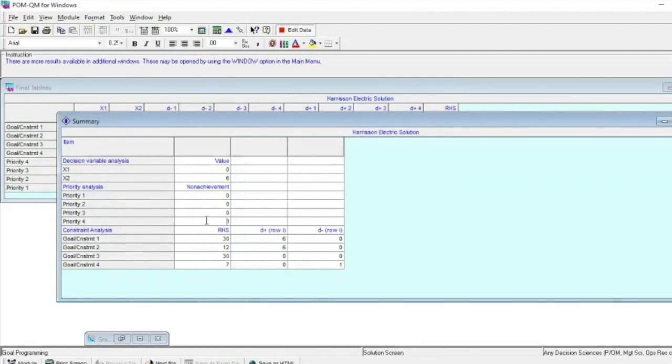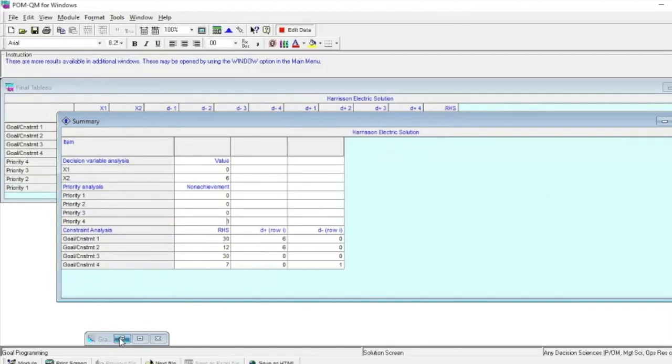Okay? Bakit 1 yung naging value dito? Kasi yung kaya lang natin based on our final answer is 6. And ang required is 7. Diba? Based on our initial tableau. So 7 minus 6 will be 1. So, meron tayong isang unit na unachieved and that is for the fourth priority. Okay? So, I hope you get it, guys.